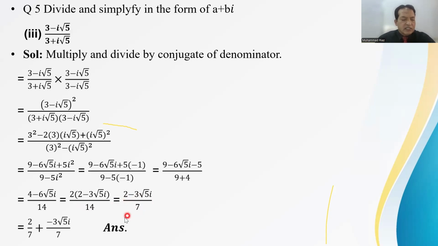At the end, we will separate the final answer into real and imaginary parts. 2 divided by 7 is the real part and minus 3 under root 5 iota divided by 7 is the imaginary part. Now students, this is the division.